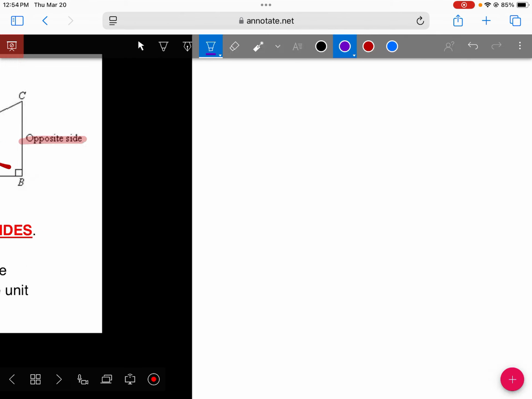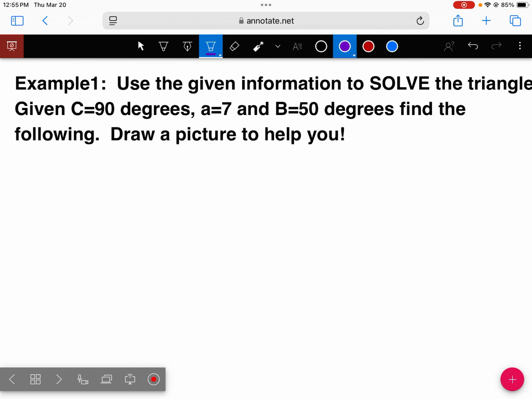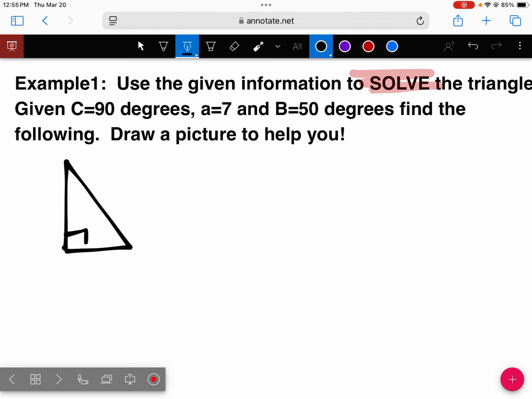All right, so let's hit it. Example 1, everything we do will be solving a triangle. Solving means find everything you don't know. So I'm going to start by drawing a picture. I have my right triangle. It's telling me that angle C is 90 degrees.